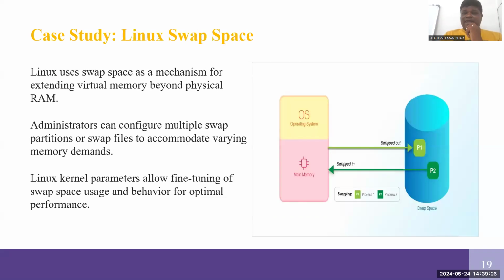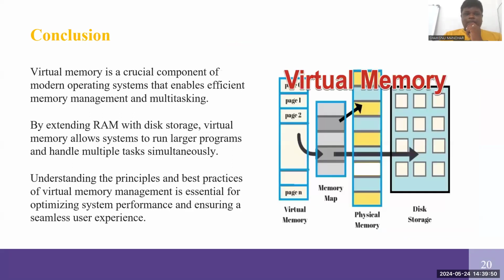Let's see the case study where Linux uses swap space. Linux uses swap space as a mechanism for extending virtual memory beyond physical RAM. Administrators can configure multiple swap partitions or swap files to accommodate varying memory demands. Linux kernel parameters allow fine-tuning of swap space usage and behavior for optimal performance.